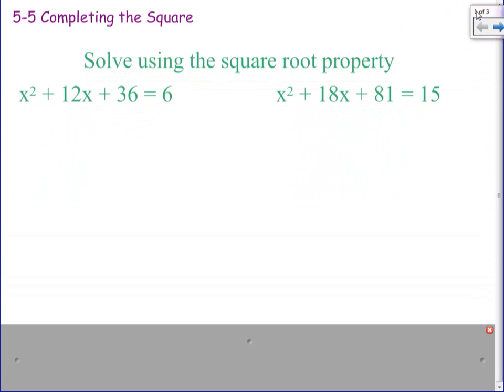So what we're going to do is learn a new process that finds the x values. We've talked about factoring: we factor and then set the factors equal to 0. This is a different way. All of them are getting the same end result, which is the x-intercepts of your parabola.